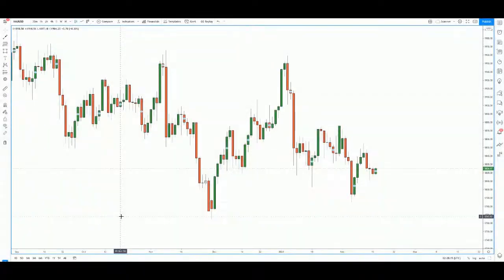Hi everyone, welcome to today's trade of the day. For today's trade of the day I will be looking at XAU USD, so that's gold.